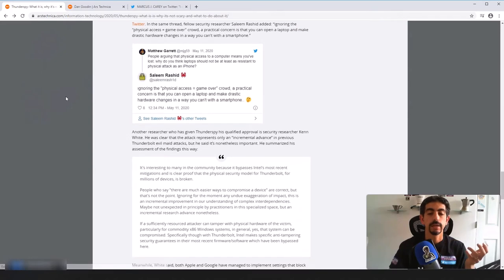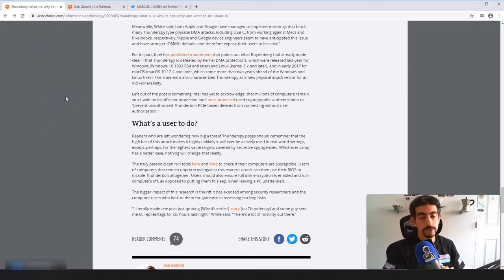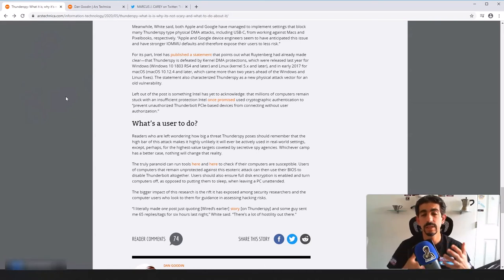So again, the article talks about what someone could do, and you could enable full disk encryption. Of course, disabling Thunderbolt would also do that. So would turning off your machine when it's not in use. These are things that you can do to protect yourself against physical access, no matter what the vulnerability is, for the most part.